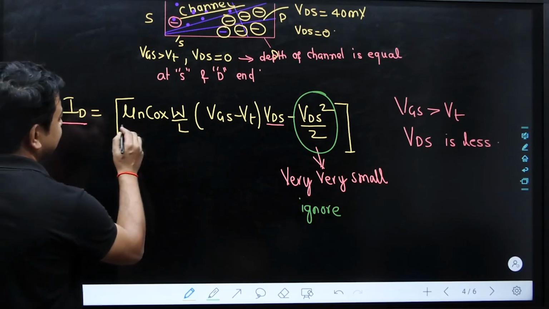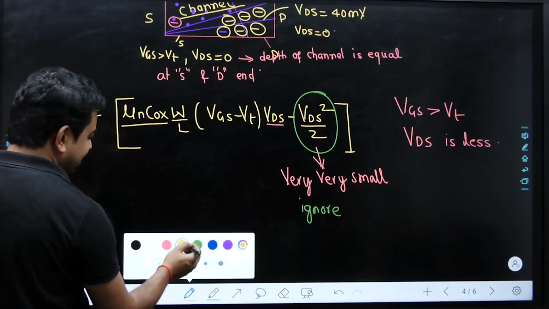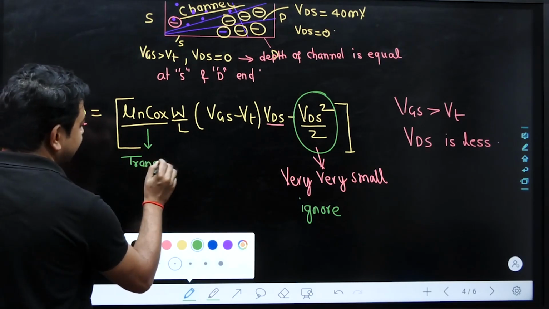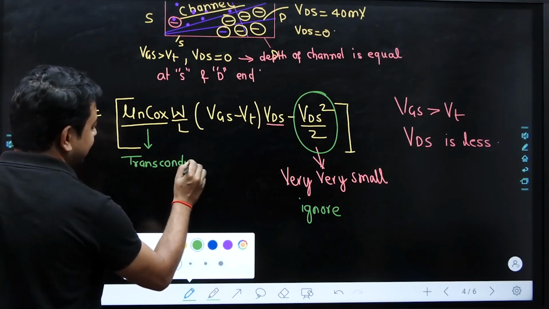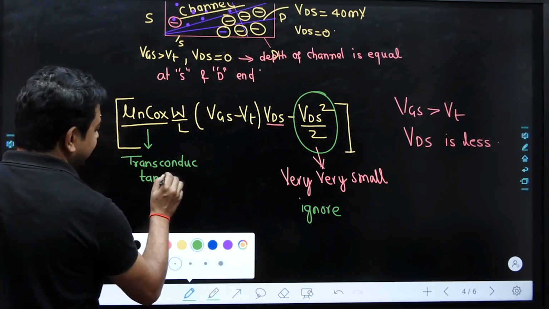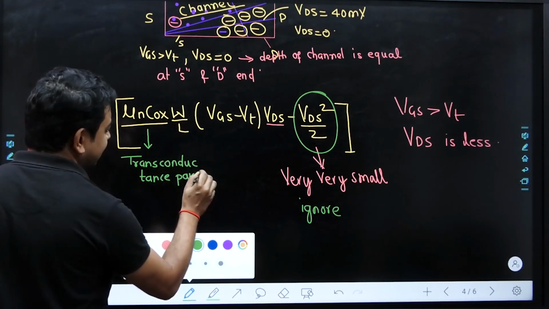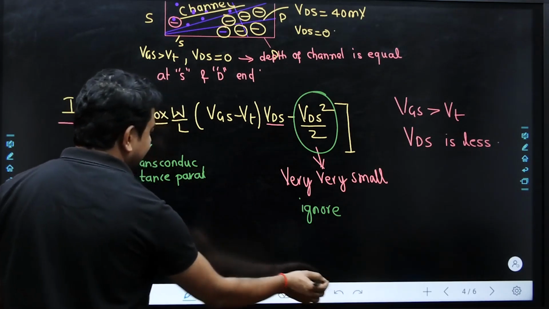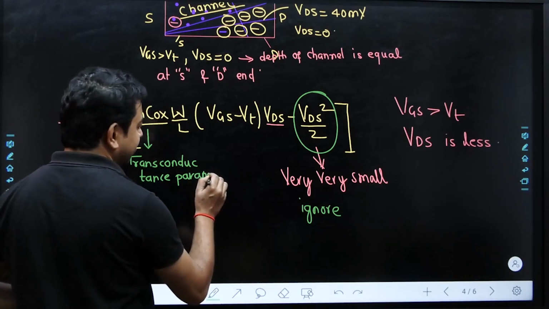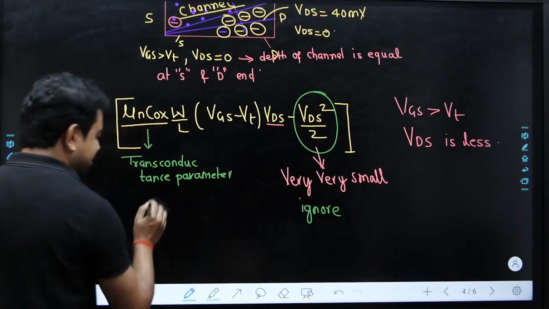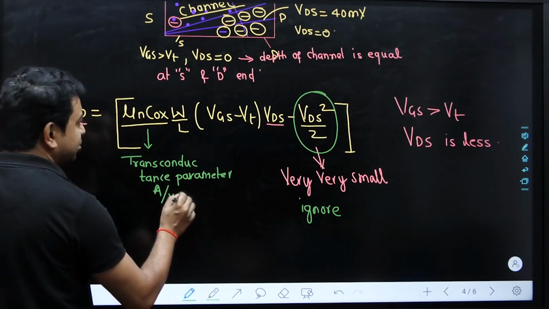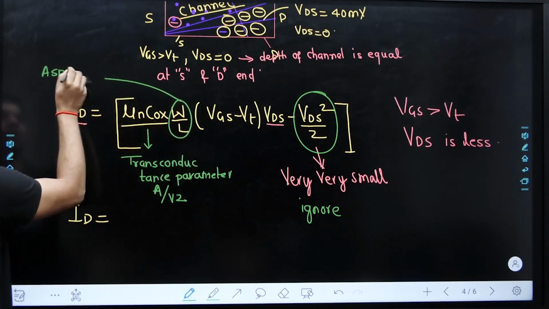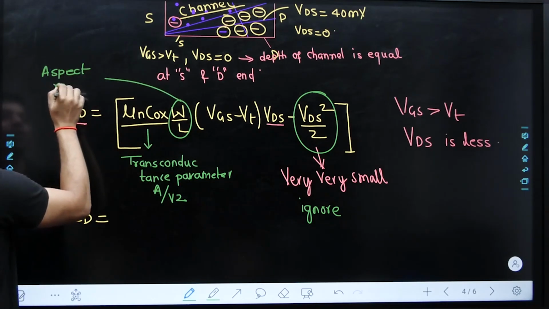mu n COX. We know what mu n COX is: it is nothing but called the transconductance parameter. The unit of this transconductance parameter is ampere per voltage square, and W upon L here is known as the aspect ratio.